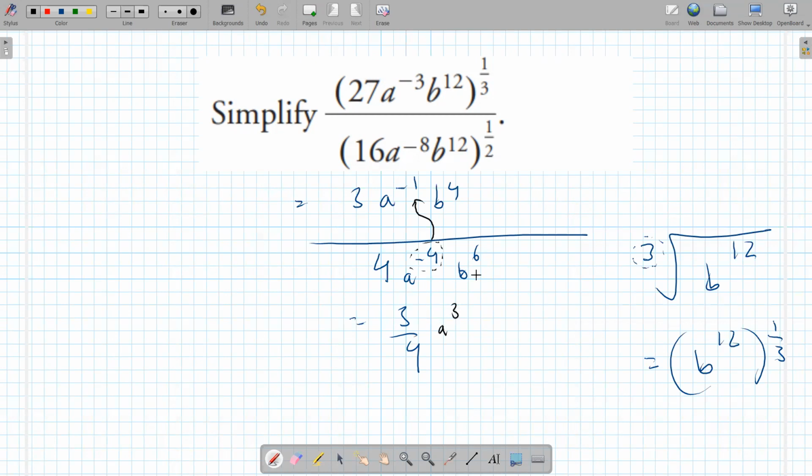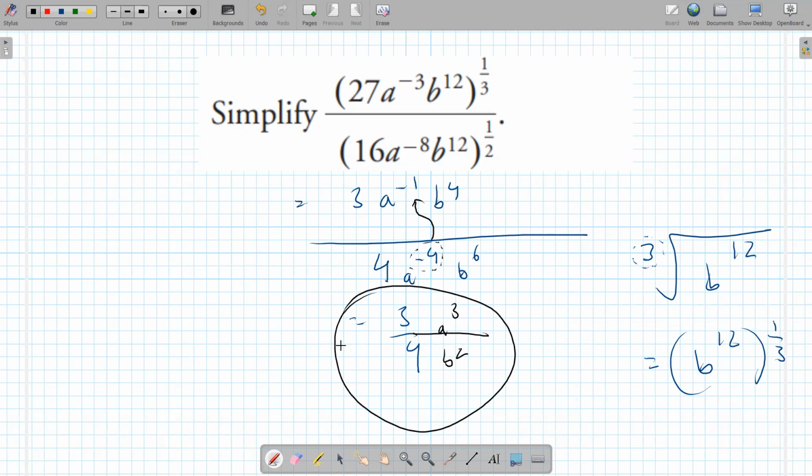a3. What about the b's? Should I bring the 6 up or the 4 down, if I want a positive exponent? If I bring the 6 up, I'll get b minus 2, yeah? If I bring the 4 down, I get b2. So I would rather bring the b down because that'll give me a positive exponent to begin with.